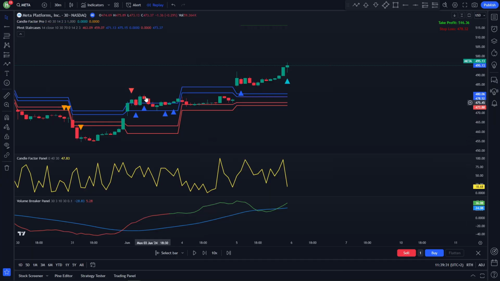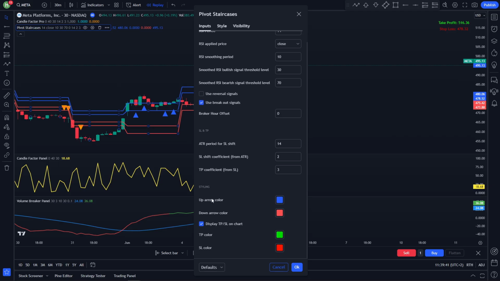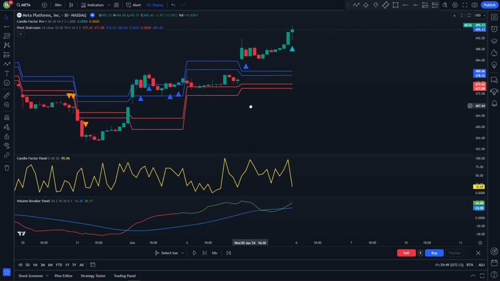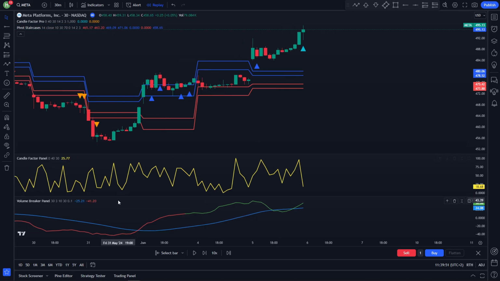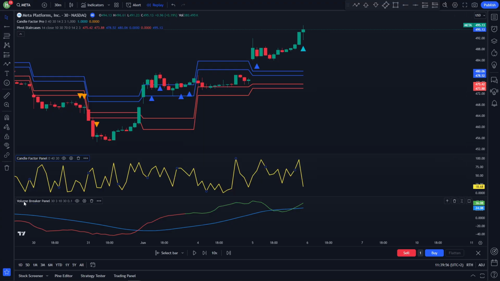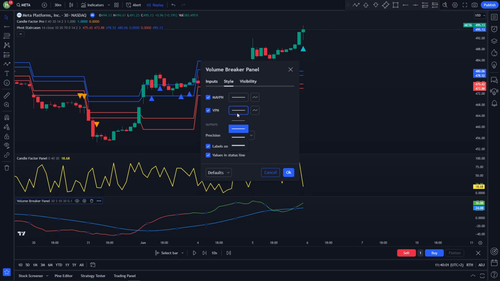After this, for the Pivot Staircases, uncheck the following, as for this strategy we'll only be focusing on breakout signals. Then after this, scroll down and also unselect the automatic stop loss and take profit levels to clean up our chart. Lastly, for the two panels at the bottom, for the Candle Factor Pro, we'll leave everything on default. However, for the Volume Breaker panel, under the Style tab, change the thickness of the VPN line to easily identify the direction of the trend.